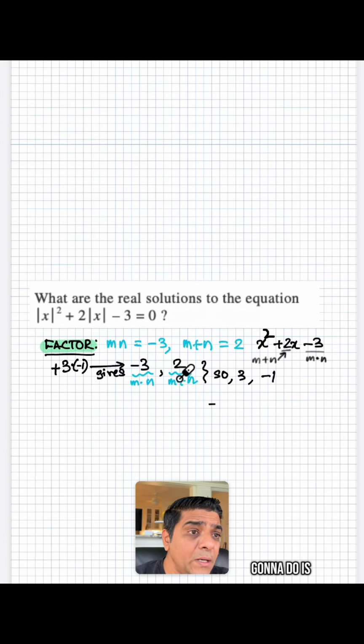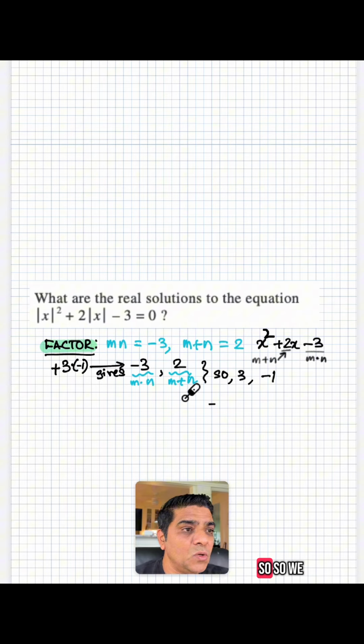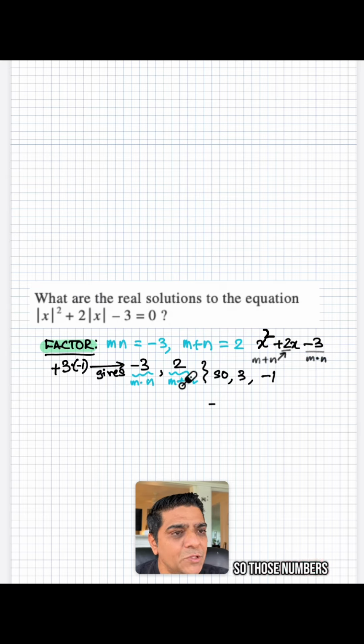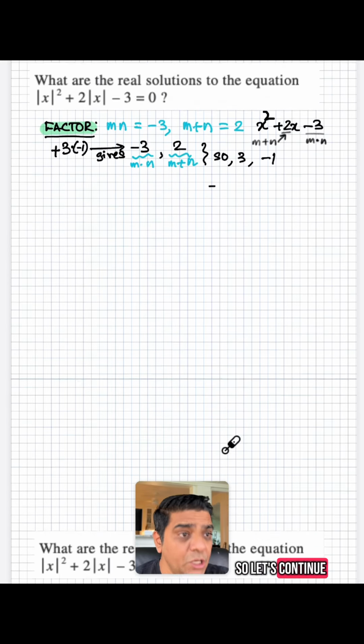Well, I'm going to just use the factoring method, the m plus n method. So we have to find two numbers which multiply to -3 and add up to 2. Those numbers are 3 and -1, because 3 times -1 is -3, and when you add 3 and -1, it becomes 2. So those are what we are going to use for our factors. So let's continue with the problem.